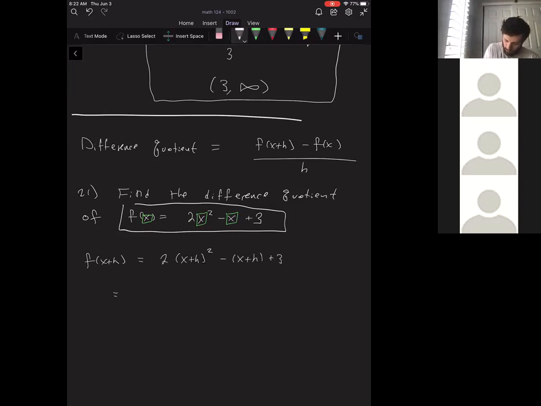This is going to equal 2, and if we square out x plus h squared, we're going to have x squared plus 2xh plus h squared. Now let's distribute the minus sign: minus x minus h. We have our plus 3. So this is going to be 2x squared plus 4xh plus 2h squared, minus x minus h plus 3. What do we got now? 2x squared.